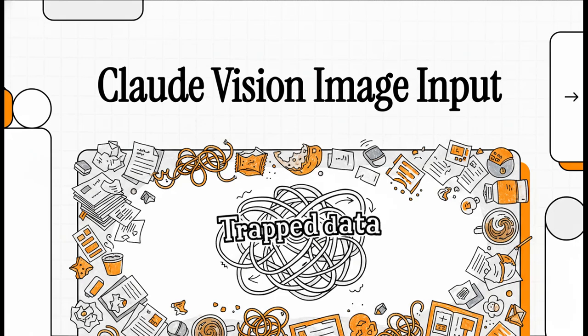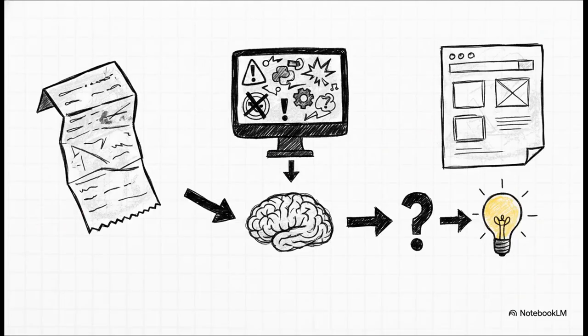Welcome to this explainer on image input and vision from Claude Master. I want you to picture your desk right now. If you're like most people, chances are you've got what we call trapped data sitting right in front of you. And you know, it's incredibly frustrating. It's static, it's messy, and honestly, it's practically useless to you in its current form. You know exactly what I'm talking about, right?